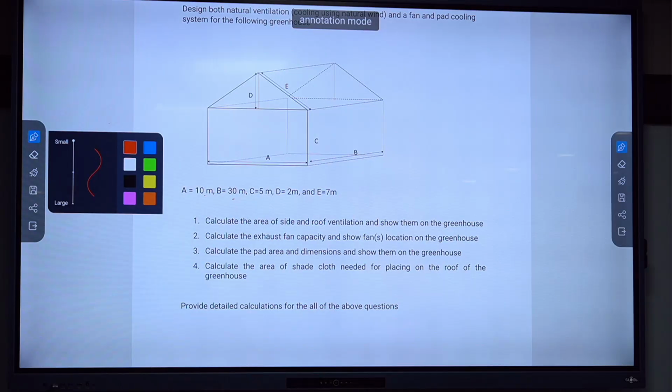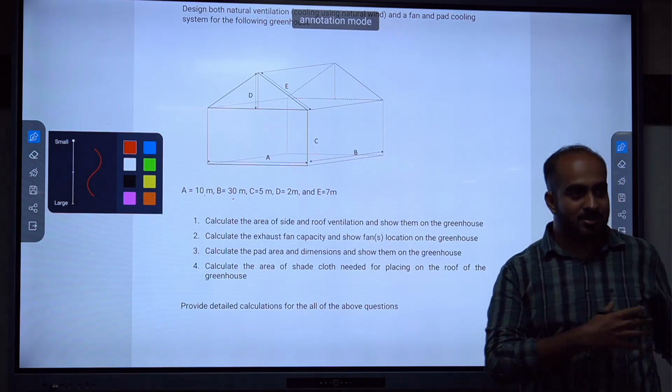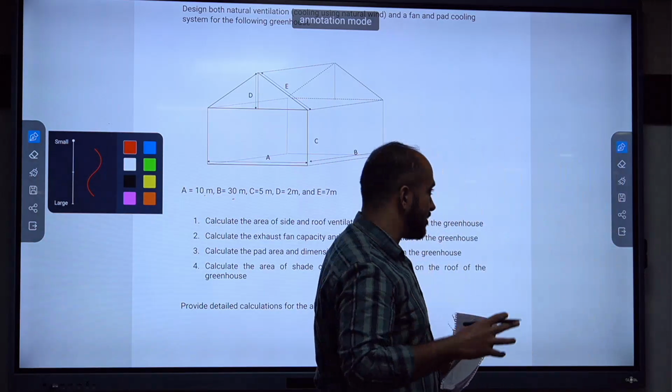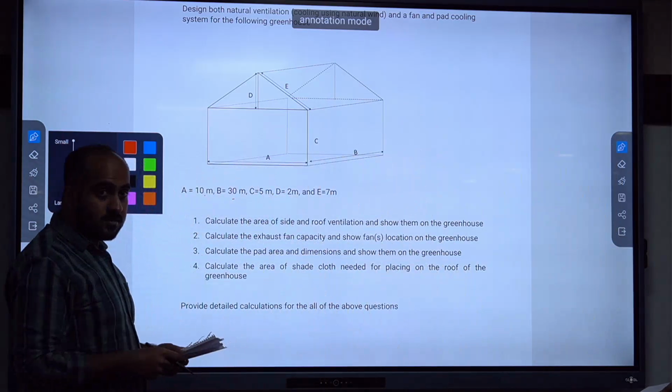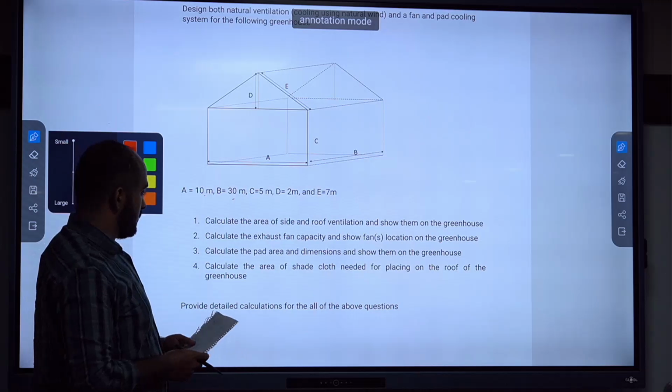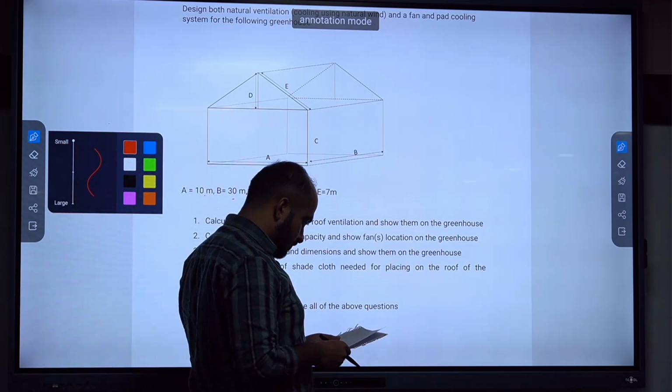Calculate the exhaust fan capacity and show the fan location on the greenhouse. Okay. All right. So they are doing number 2, and if you have any doubts, you can challenge them. Go ahead and explain first.